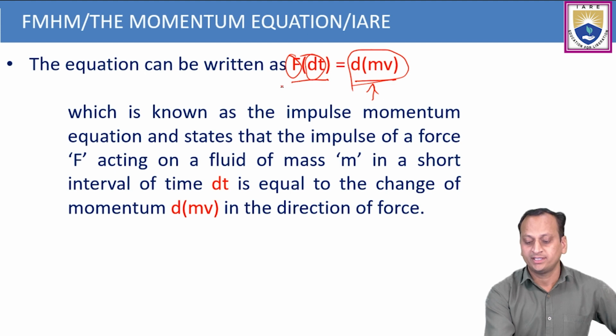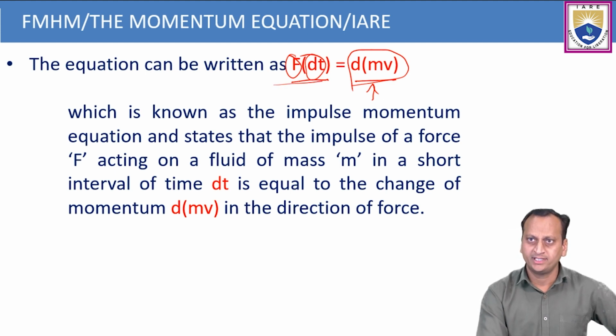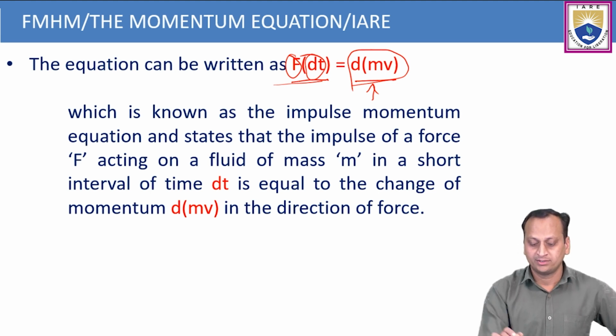So this is F dt. You can rewrite the momentum equation as F dt equals d(mv), where the impulse of force acting on the fluid mass causes a change of momentum. This is known as the impulse momentum equation.